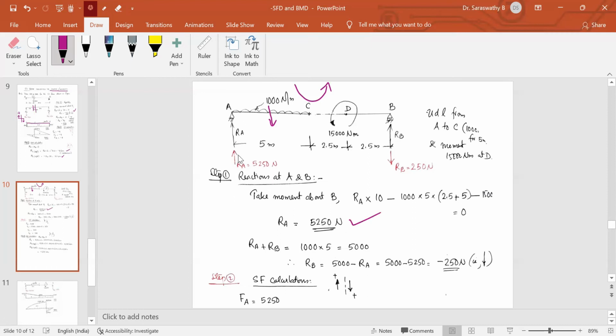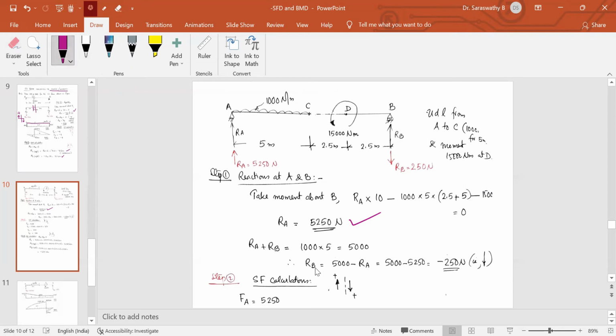So this RA I have marked upwards 5250. Now, next is sigma V is equal to 0. What is sigma V? RA plus RB, upward loads. Downward load, 1000 into 5, downward. That is the only vertical load. This is a moment, so it should not be considered. All the vertical forces: RA plus RB equals 1000 into 5, we got 5000.